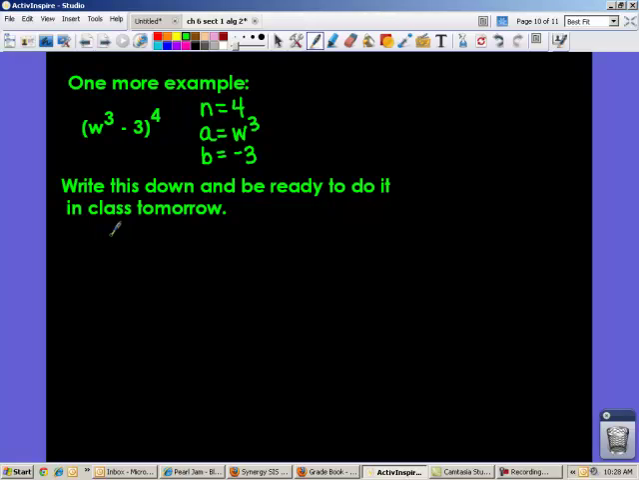Try to use Pascal's triangle. We already have n equals 4, so you know what the coefficients are. And then I want you to try it on your own. And if you can't get it, that's okay. But we are going to do this in class so that everybody can see it again.